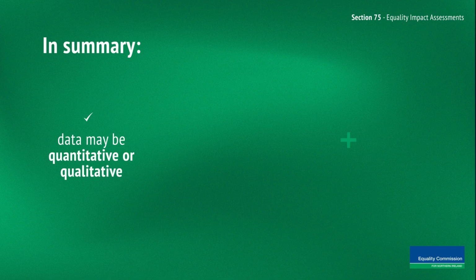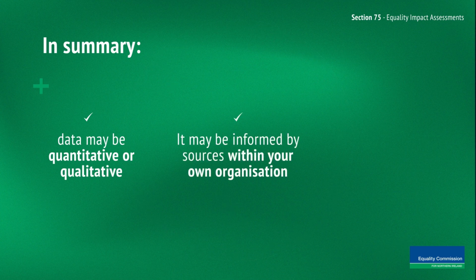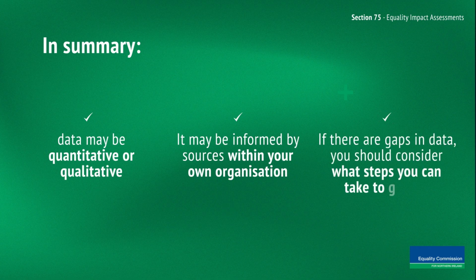In summary, data may be quantitative or qualitative. It may be informed by sources within your own organisation, for example, your audit of inequalities, or equality monitoring of other policies and programmes. If there are gaps in data, you should consider what steps you can take to get it, such as by setting up appropriate data collection or equality monitoring systems, or by using data from other regions, such as GB, or information provided by consultees.